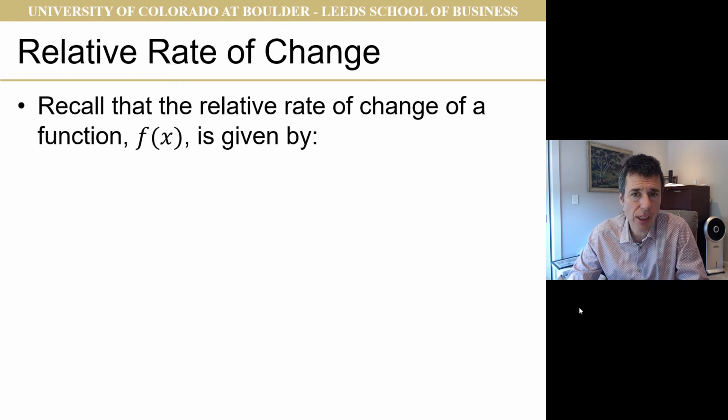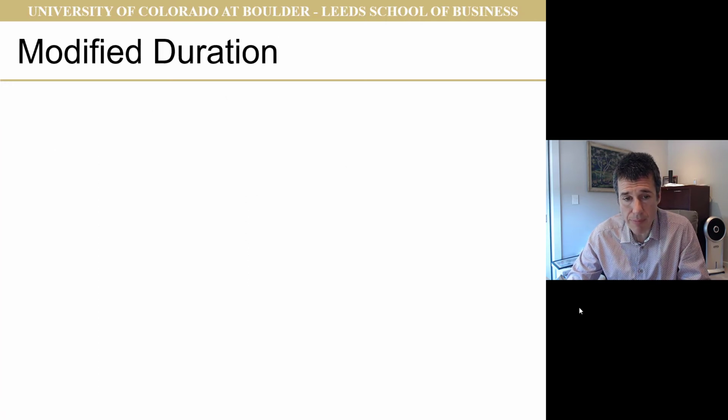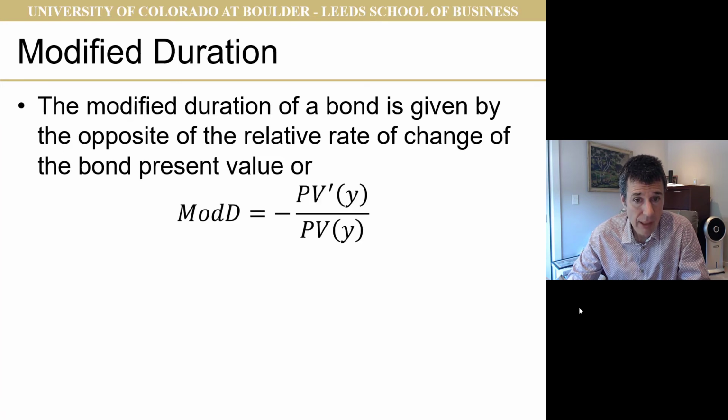So first, duration comes from the relative rate of change. So recall, the relative rate of change of a function f of x is given by the derivative of the natural log of f of x, which is, using the chain rule, the derivative of f of x divided by f of x. The modified duration of a bond is given by the opposite of the relative rate of change of the bond present value, or the modified duration is negative PV prime of y divided by PV of y.